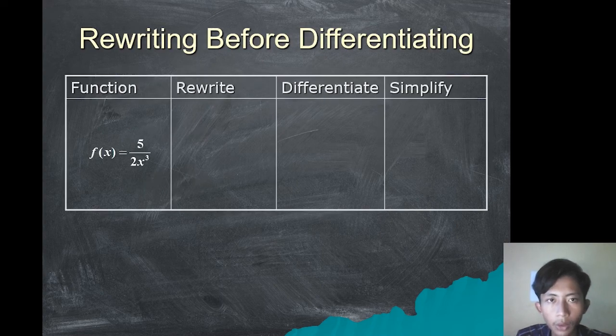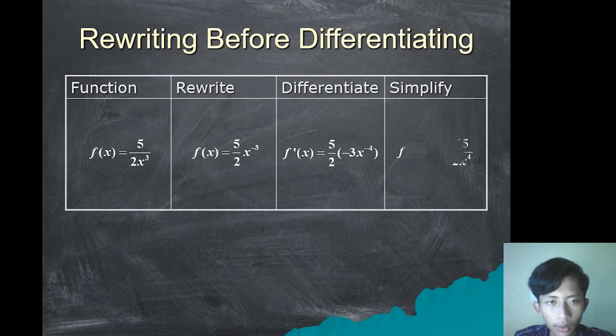And then step 2, differentiating. Rewriting before differentiating. Firstly, the function f(x) is equal to 5 over 2x cubed. Rewrite f(x) is equal to 5 multiplied by x to the power of minus 3 all over 2. And then differentiate: f prime x is equal to 5 over 2 multiplied by minus 3x to the power of minus 4. After simplifying, we got f prime x is equal to minus 15 over 2x to the power of 4.